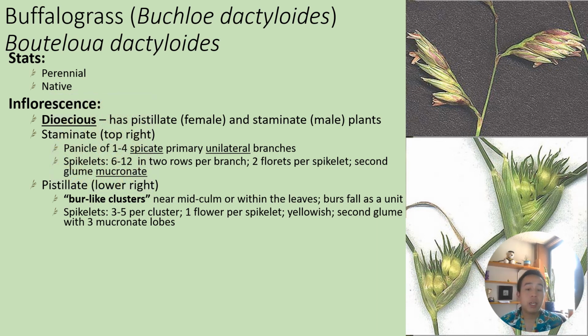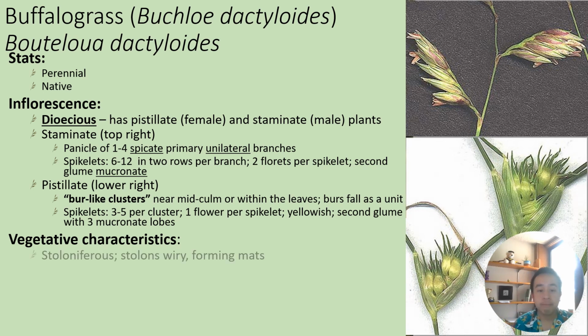Typically, they also can become yellowish, and the second bloom also is mucronate as well, coming to an abrupt point, which you can't really see clearly in this photo. But we've discussed what mucronate is. In terms of its vegetative characteristics, it's often what we call a stoloniferous plant, which means it produces stolons.